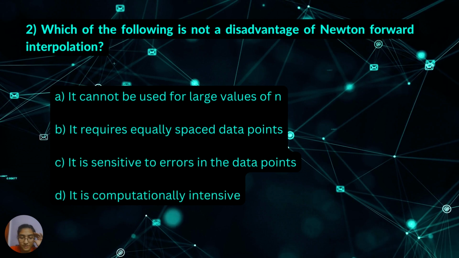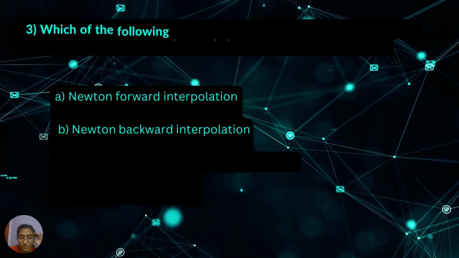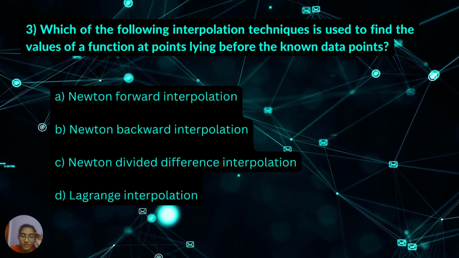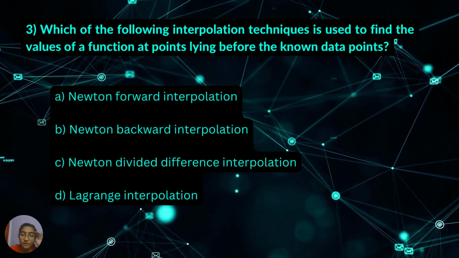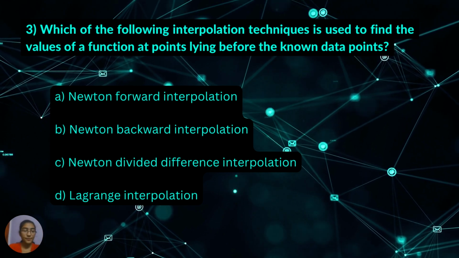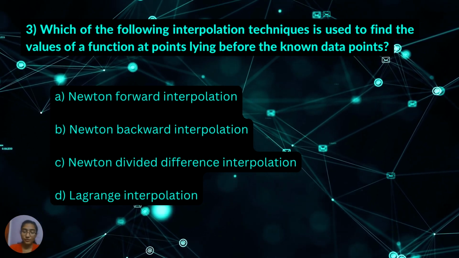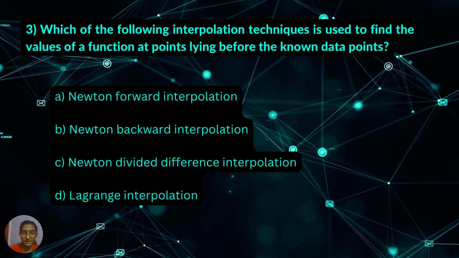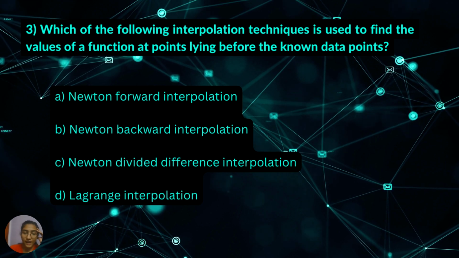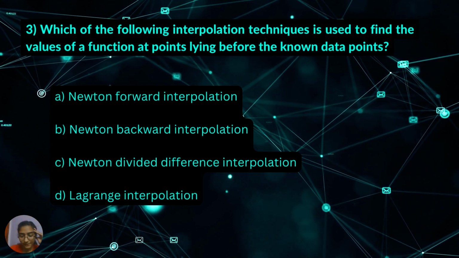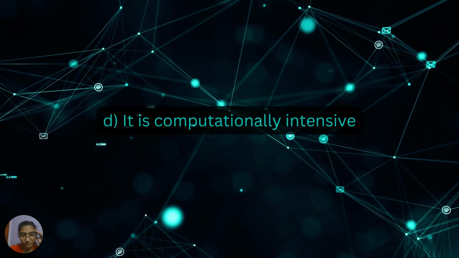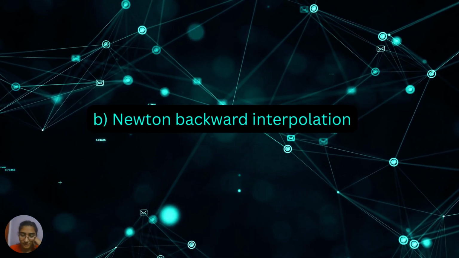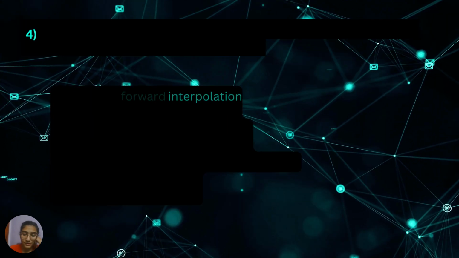So the next question we have is, which of the following interpolation techniques is used to find the value of a function at a point lying before the known data points? Okay, so after the known data points, we use Newton forward. Before the known data point, it is Newton backward. We already discussed these things in our previous video. So the answer is B, Newton backward interpolation. Now, let's jump on to the next question.